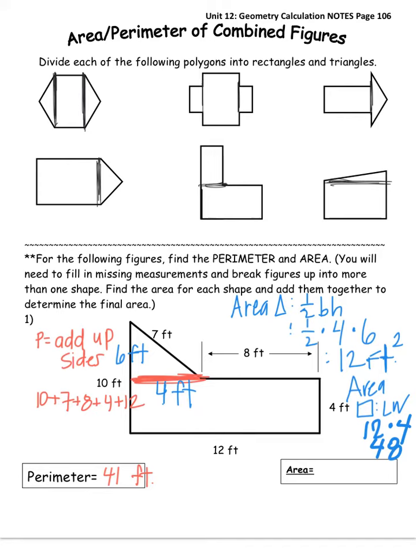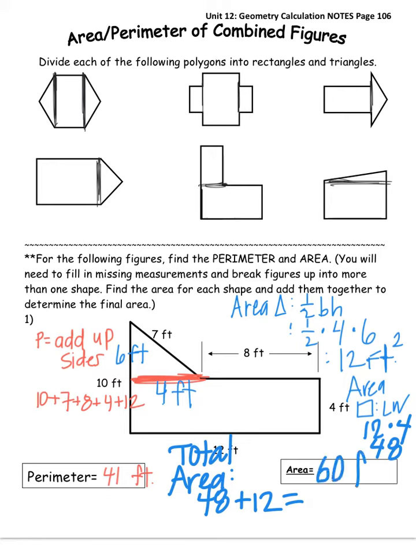But now we need the total area. So guess what we do? We're going to add 48 plus 12. So 48 plus 12 would be 60 feet squared.